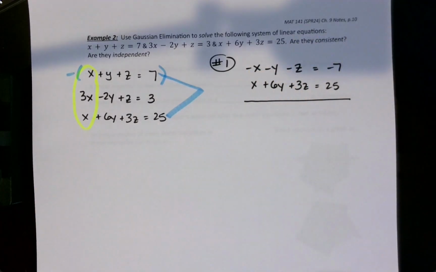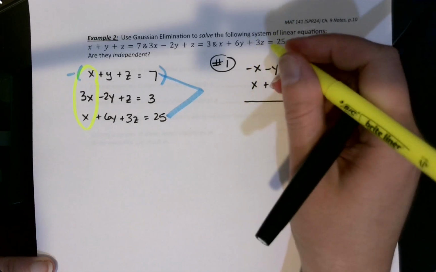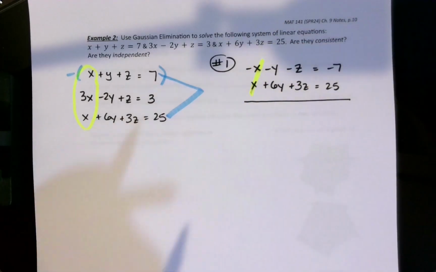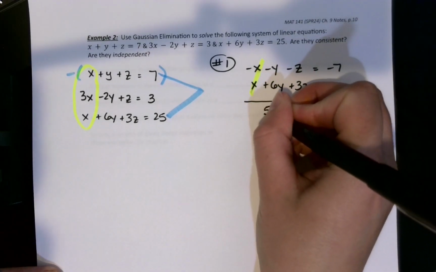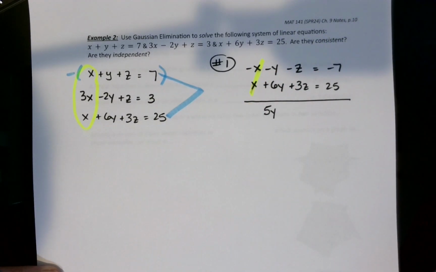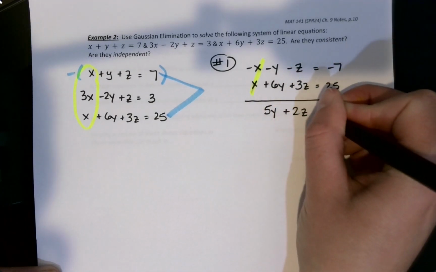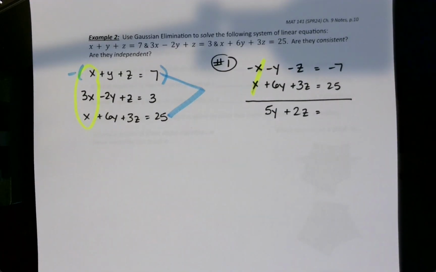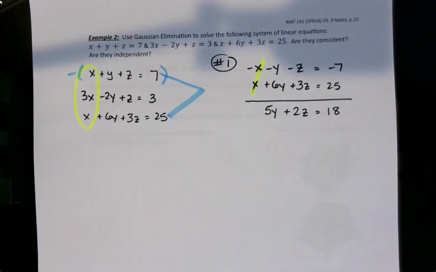Add our two equations up. The goal was to eliminate x. -x plus x does add to 0, so there are no x left. -y plus 6y is 5y. -z plus 3z is going to be plus 2z. And -7 plus 25 is going to add to 18. All right, so we were able to eliminate x as we wanted. We've got an equation that has just y and z.